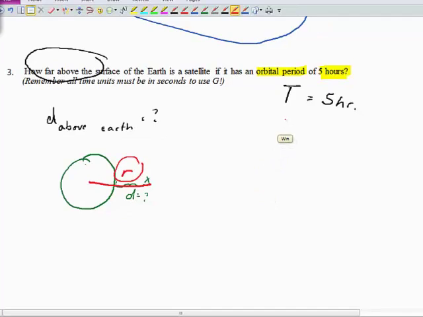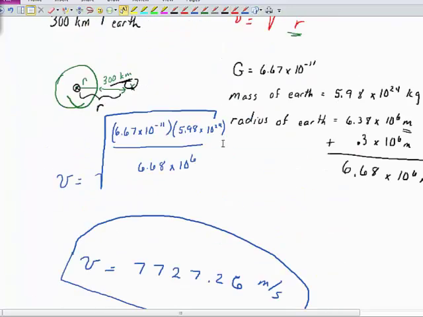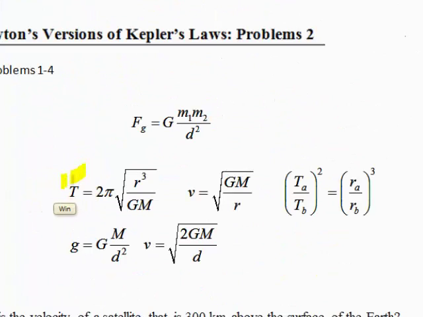So we've got T. That's really helpful. We're trying to find r to begin with. So we want an equation that has T and r in it. Let's go up to our equation list. Okay, we have two equations with T in it. We've got this guy, and we've got this guy here.